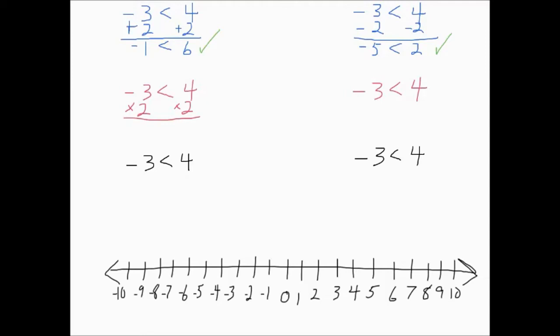And let's keep the inequality symbol here. Well, 4 times 2 is 8. Negative 3 times positive 2 is negative 6. And is this true? Is 8 greater than negative 6? Is negative 6 less than 8? Here's negative 6. Here's 8. Yes. 8 is bigger. Negative 6 is smaller. It works. So far, no problems.